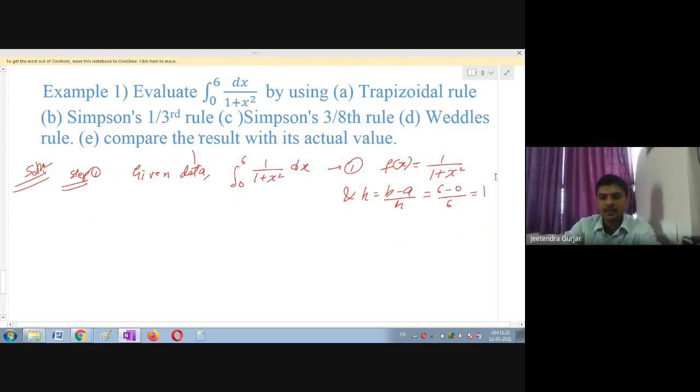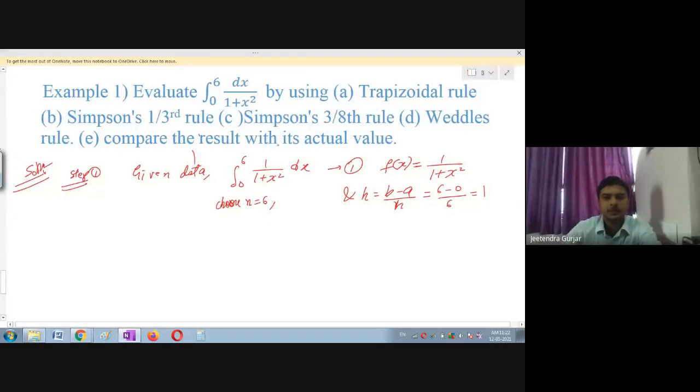See here, the given data is the integral from 0 to 6 of 1 upon 1 plus x square dx. I will take this as equation 1. You can see f of x is equal to 1 upon 1 plus x square. Till here it is clear. h is equal to b minus a upon n, which is equal to 6 minus 0 upon n. I have chosen n is equal to 6. Why have I chosen n is equal to 6?